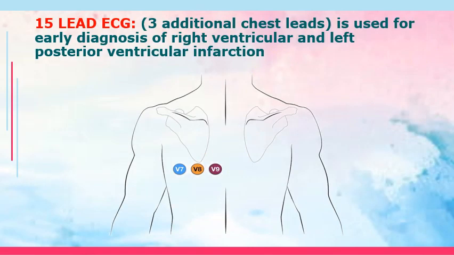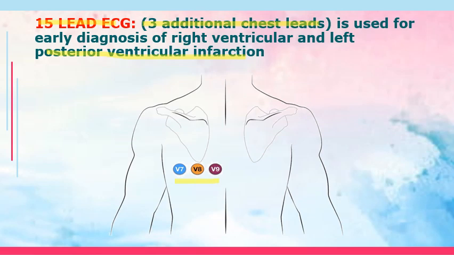We also have your 15-lead ECG. So for your 15-lead ECG, there are three additional chest leads which are used for early diagnosis of right ventricular and left posterior ventricular infarction. In clinical practice, we usually use your 15-lead ECG in evaluation of pediatric cardiac function. So if you can notice, we are placing additional leads here. Okay, that will be your V7, V8, and your V9.